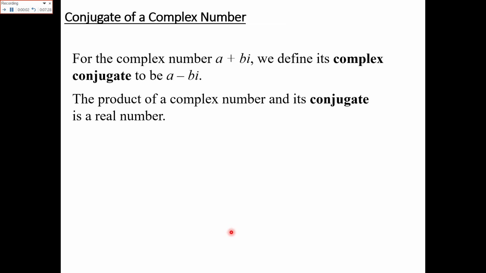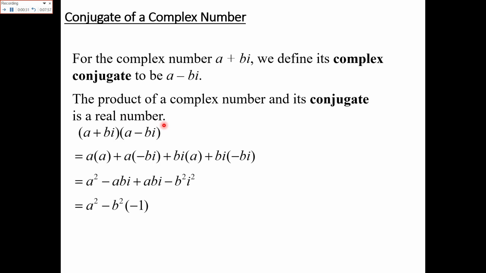Now, the conjugate of a complex number. For the complex number a plus b iota, we define its complex conjugate as a minus b iota. So the conjugate of a complex number is equal to that number but with a negative imaginary portion. The product of a complex number and its conjugate is always a real number. This is basically a property of complex numbers.